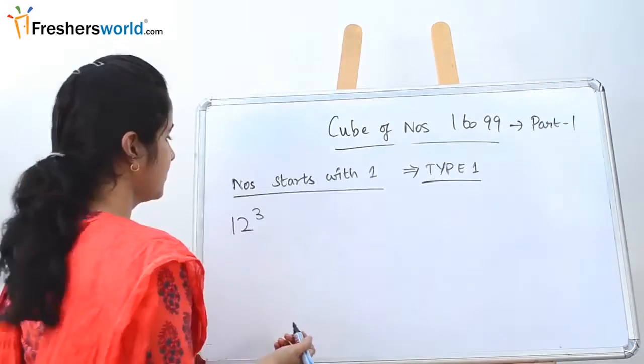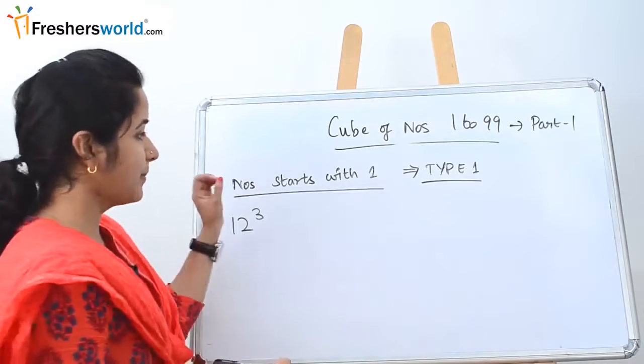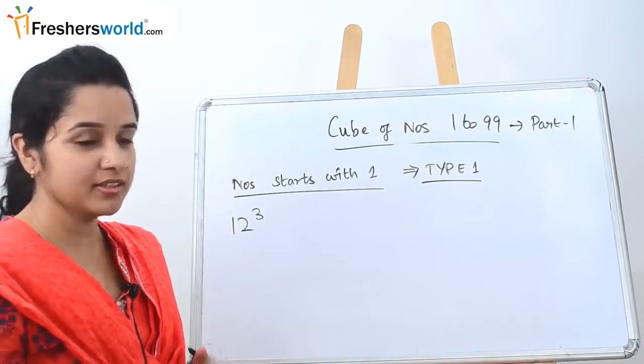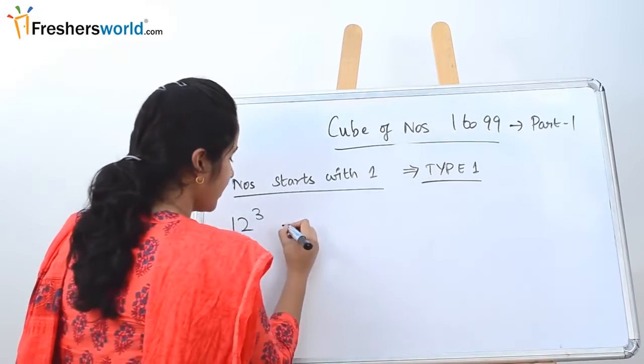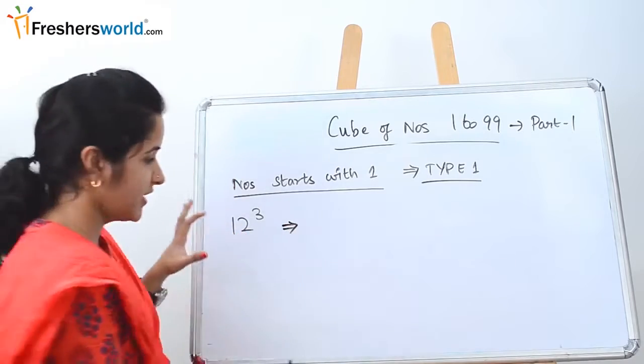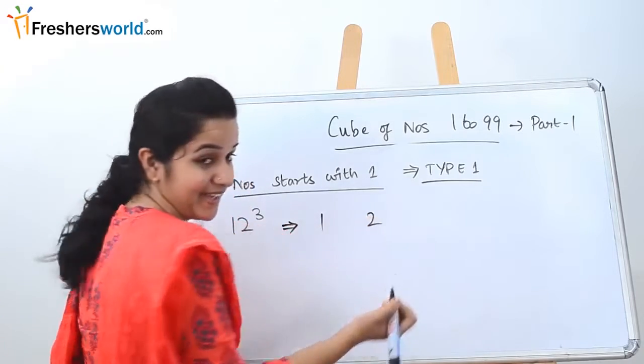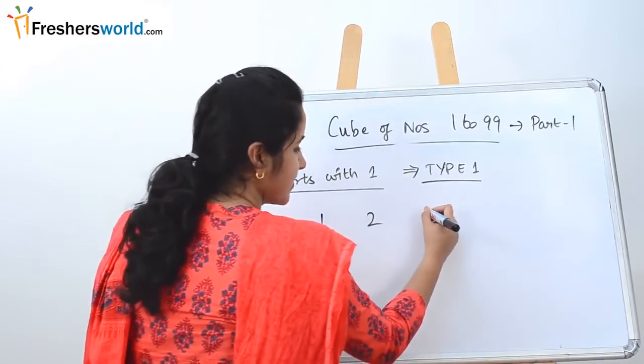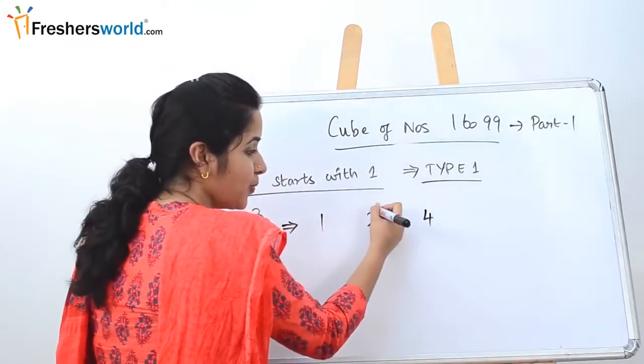So let's get started. The first type is numbers that start with 1. Let's take an example. Let's say we want to find 12 cube. So how are we going to write it? For 12 cube, first write the first 2 digits as such. Now we're going to square the second digit. 2 square is nothing but 4. Now make the cube of the second digit.